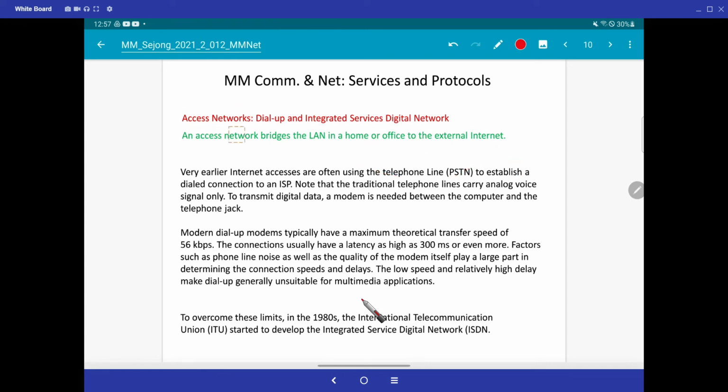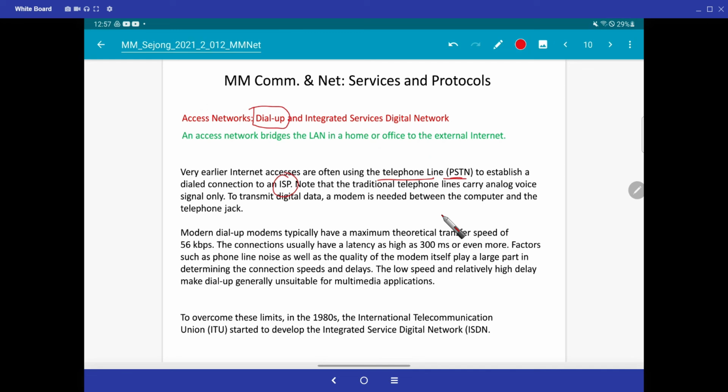Now these access networks, initially they were dial-up networks. Very early internet access was very often by dial-up networks, and this used basically the telephone line. Telephone line means public switched telephone networks, so this is PSTN. Our computer was connected by a telephone line, and with this telephone line we had some modem, and that was connected to some ISP, that is internet service provider.